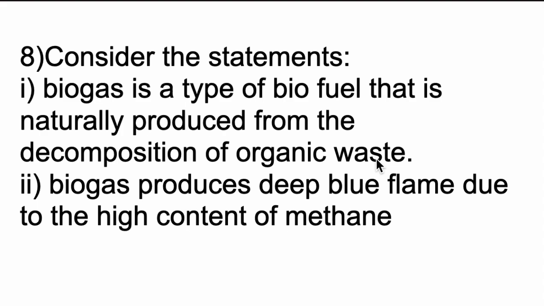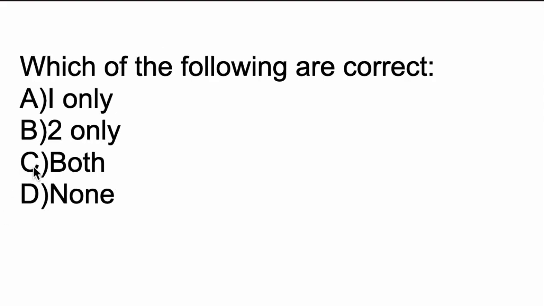For faster decomposition, the humidity should be at least 75%. Then only the decomposition takes place faster, and it will be easy to break down into smaller particles. And next is the presence of deep blue flame. When this biogas is lit, a deep blue flame will occur. That deep blue flame is due to the high content of methane. Even carbon dioxide is also produced in this biogas. Okay, so both these statements are correct. So option C is the correct answer.